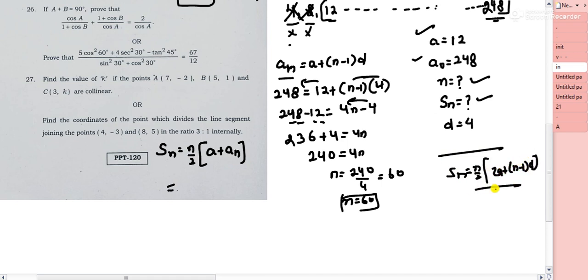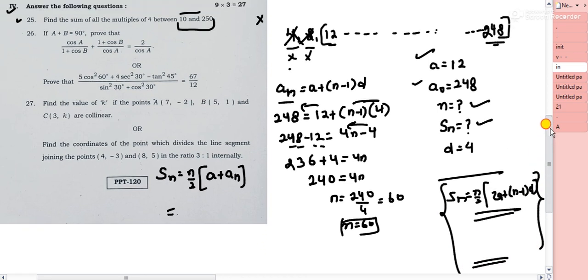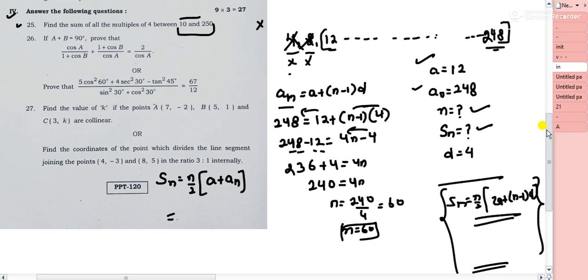Even this you can use, but it will take a longer time. So always keep in mind that you have to solve it in less time. Okay, so here n is 60 by 2, a is 12 plus, and it is 248. So when you cancel them, this becomes 30.